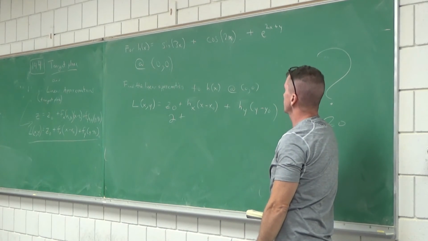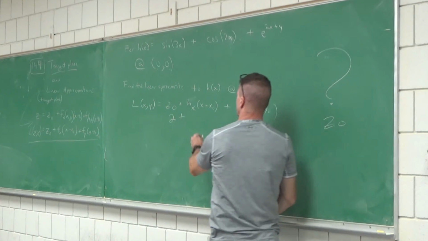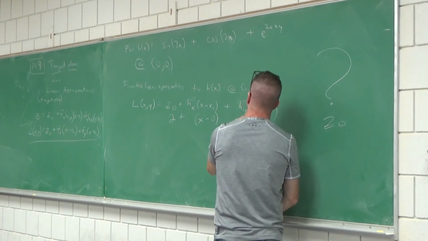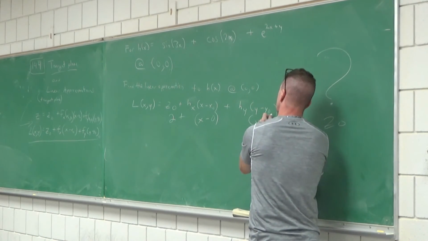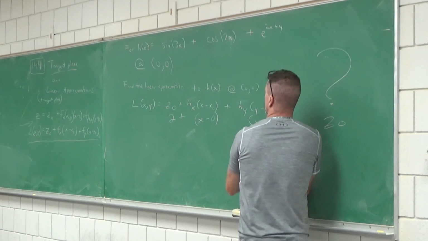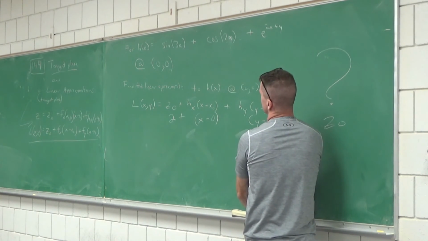So when we're doing our partial derivatives, we'll just be really careful. At least I know what this is. X minus the 0. This is y minus the 0. But what's this partial derivative? What's the partial with respect to x?